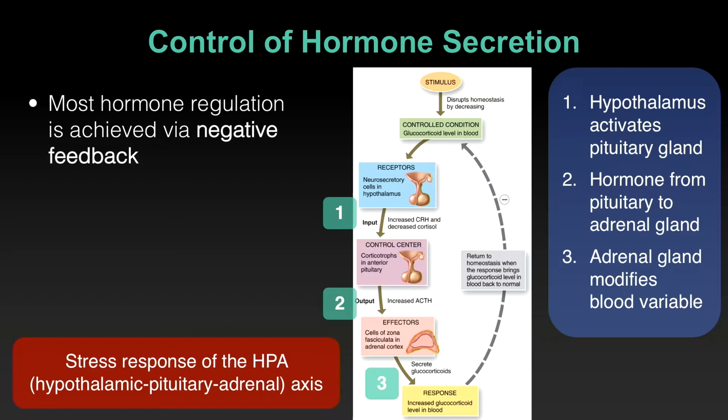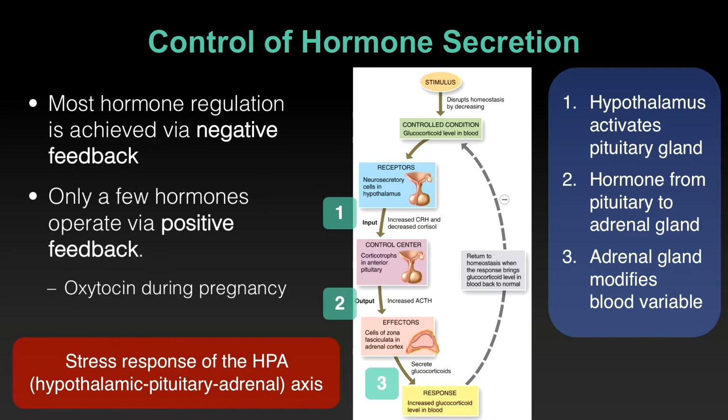This is our typical negative feedback loop. If there are too many glucocorticoids, the system should turn off. And of course, there are only a few. The opposite feedback loop being the positive feedback loop, only a few hormones respond in this way. And the same example that I introduced at the start of the class to describe this phenomenon is used here.